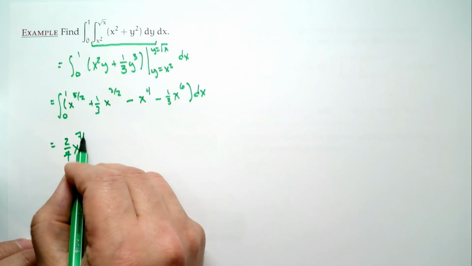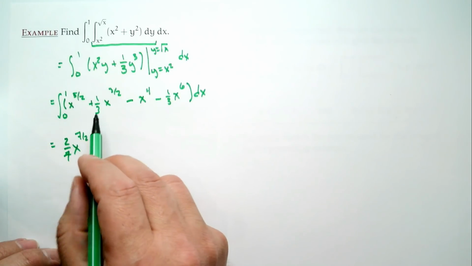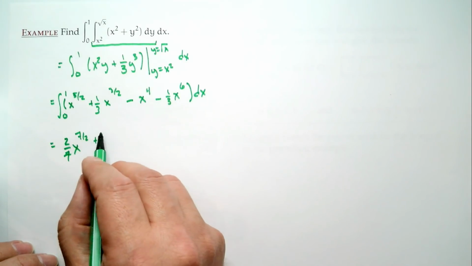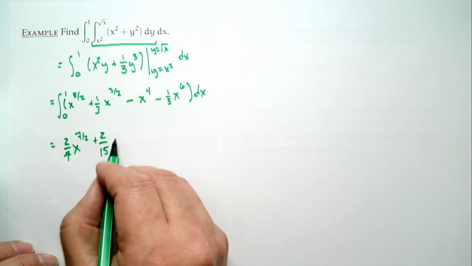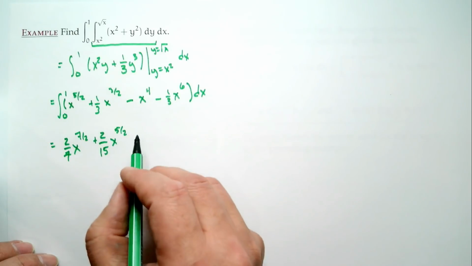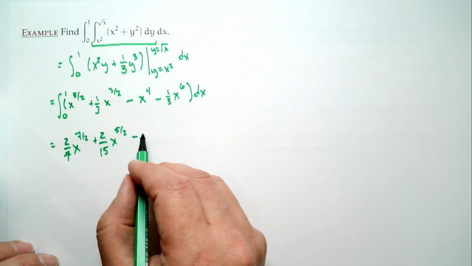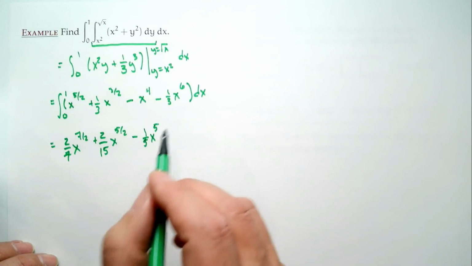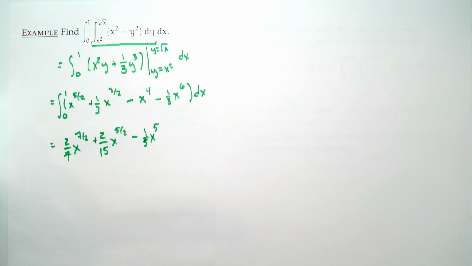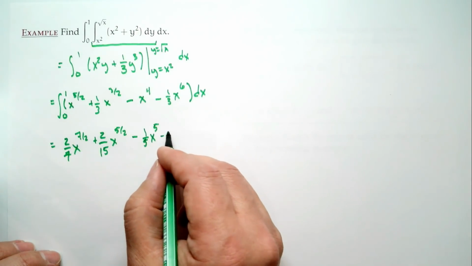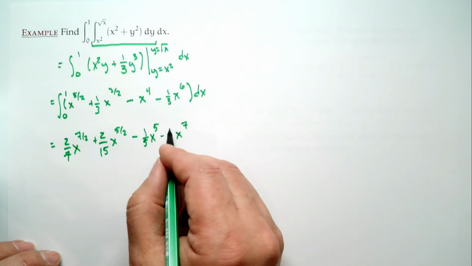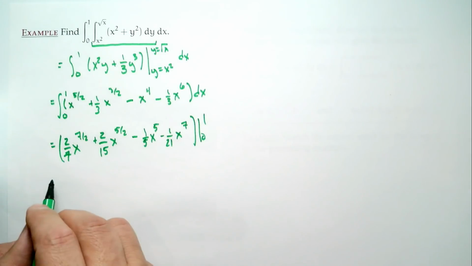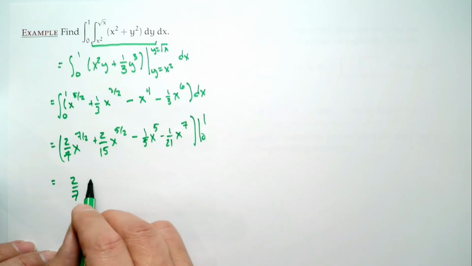2/7 x to 7 halves. Plus, well, integral of 1/3 x to the 3 halves? 2/15 x to the 5 halves. Integral of x to the 4th? x to the 5th over 5. 1/3 x to the 6th gives x to the 7th, and then in front, 1/21. Evaluate from 0 to 1 equals 2/7 plus 2/15.